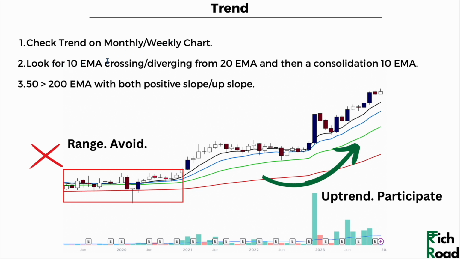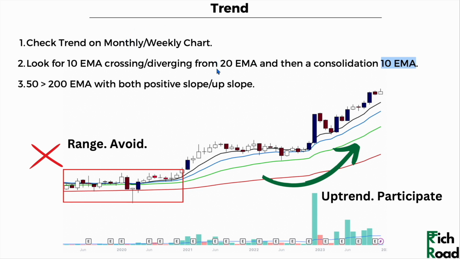The first thing you look for is the 10 EMA. It could be of the monthly or the weekly. Preferably, go for the monthly. On the monthly chart, you will simply have to look for the 10 EMA crossing or diverging from the 20 EMA, following which you get a consolidation at the 10 EMA of the monthly time frame.